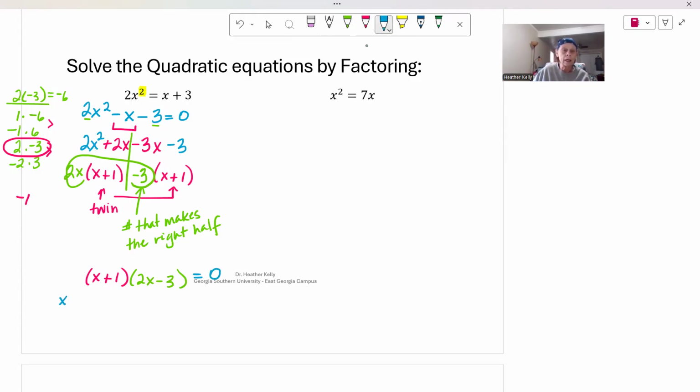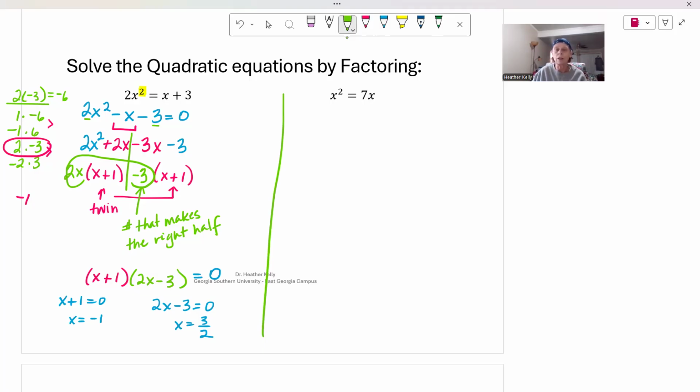So we get x plus 1 equals 0. So x is equal to negative 1. That one was easy. And 2x minus 3 is equal to 0. So x is equal to 3/2. All right. Cool. Okay, so the next one here, we again don't have any parentheses.